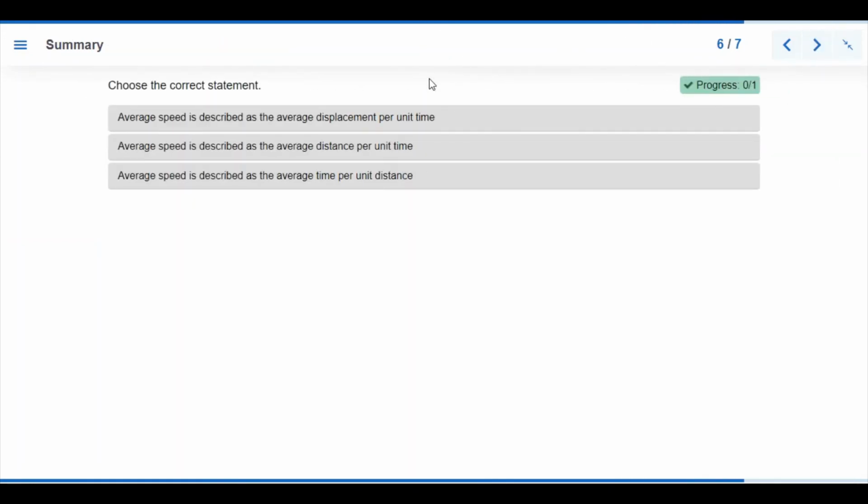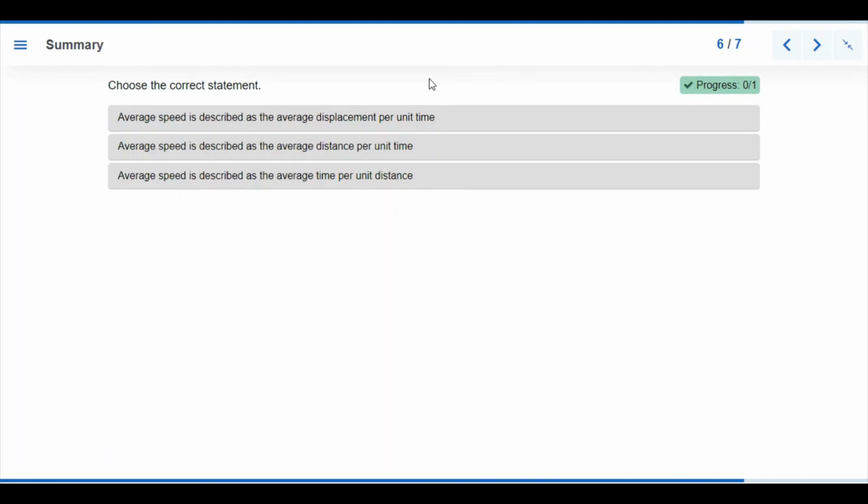Now, for the summary of all what you've done in total, let's choose the correct statement. Average speed is described as the average displacement per unit time. If you look at two keywords here, displacement and time. Displacement is in relation to velocity. So it can go with velocity, not speed.